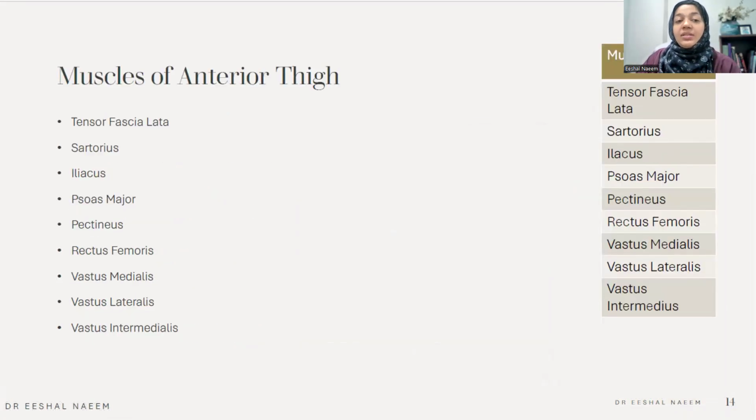Now, muscles of the anterior thigh: tensor fascia lata, sartorius, iliacus, psoas major. The iliacus and psoas major combine to form the iliopsoas muscle. The pectineus was originating from the pectineal line of the pubis, the superior ramus of the pubis. And then we have the rectus femoris, which was the most anterior muscle of the thigh. And then we have the vastuses. We said three vastuses: vastus medialis, lateralis, and intermedius.